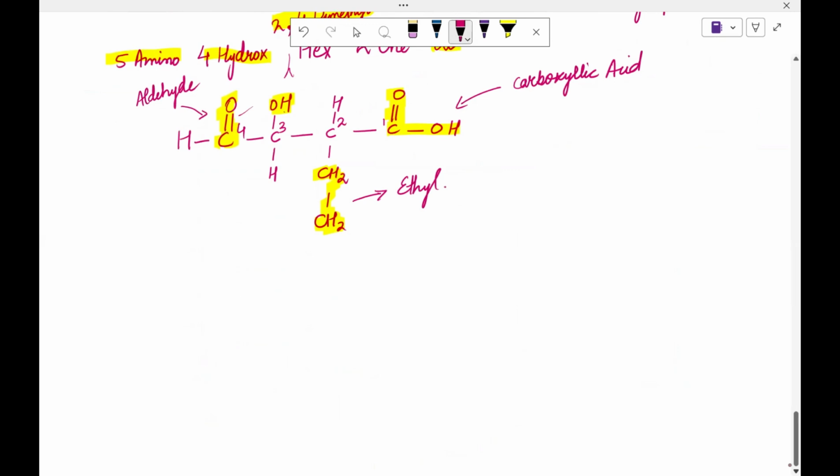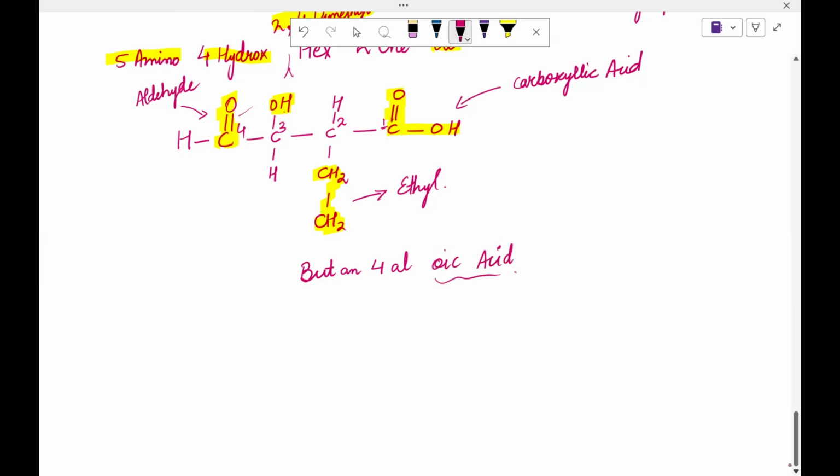So now let's name it. There would be 4 carbons, so it would become but. And we know there is no ene, so it would become butane. 4-al. This is the aldehyde group, so it would become 4-al. And the carboxylic group is over here, so that would also come in the suffix side, and that would become oic acid. It has the greatest preference.